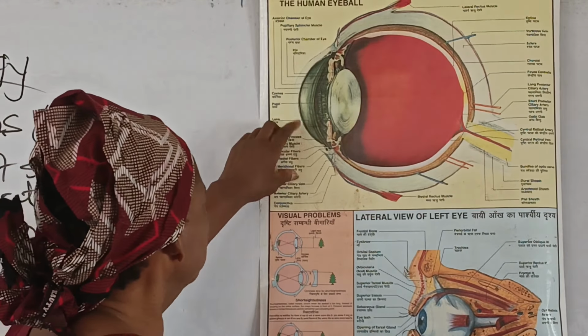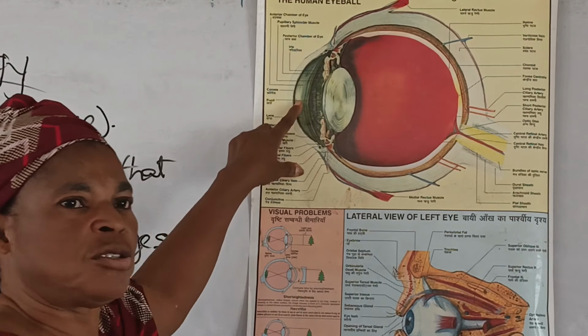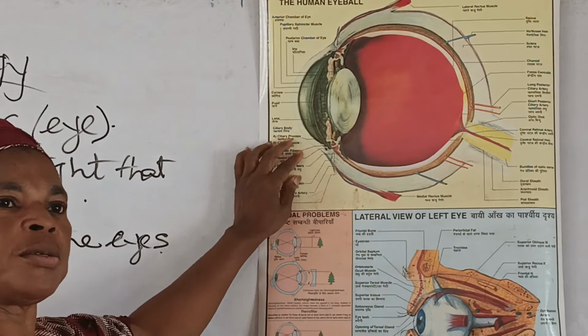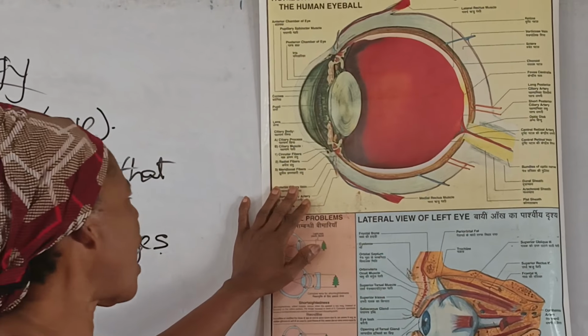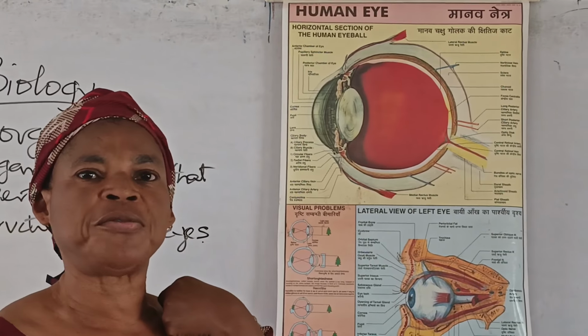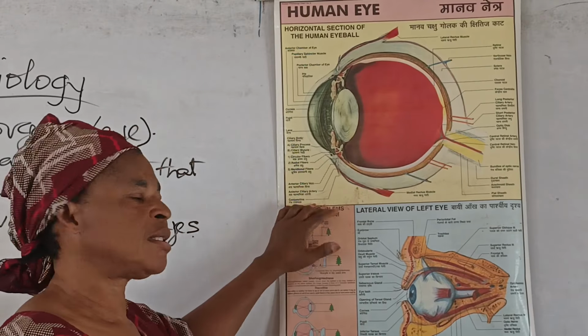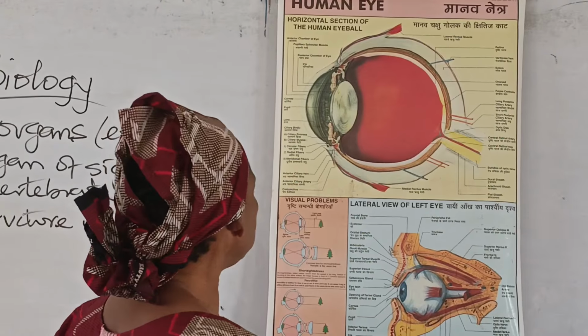And then immediately after the conjunctiva, we have the cornea. The cornea is a tough structure that also helps to refract the light inside the eye. And then after, we have the aqueous humor. The aqueous humor is fluid filled, with proteins and sugars, and it helps to nourish the eye. That means it provides food for the eye.